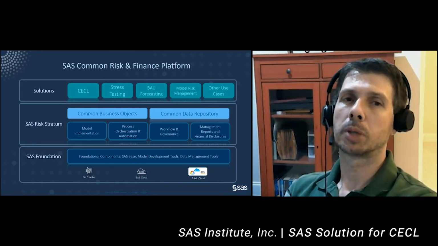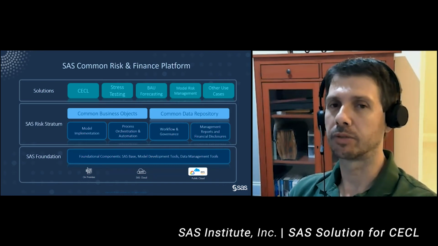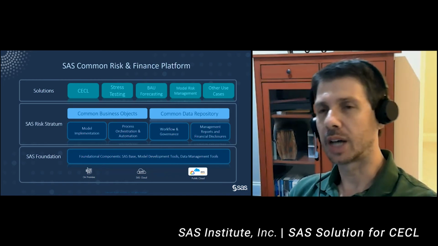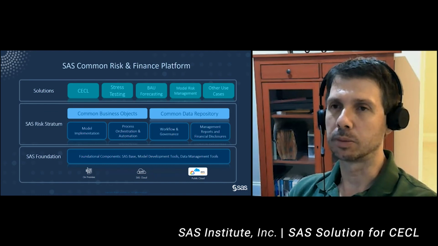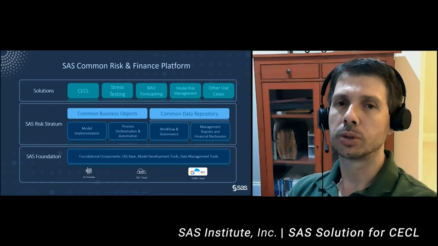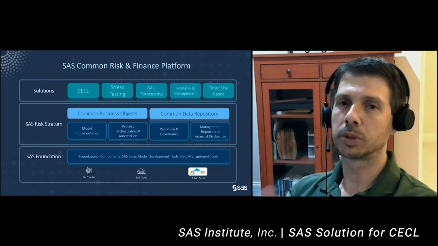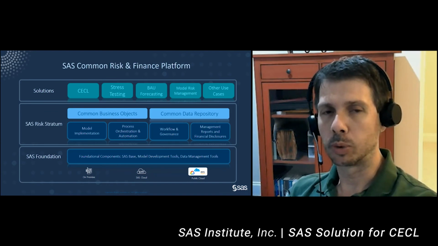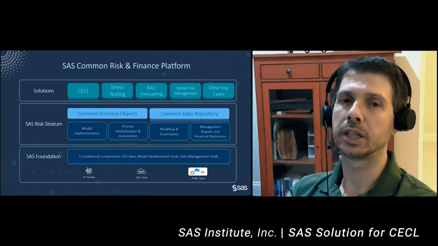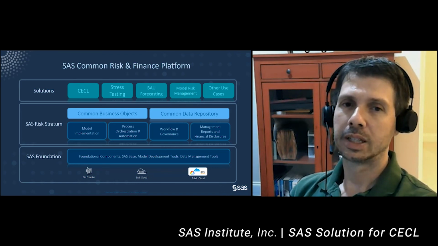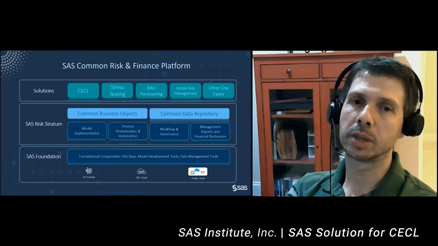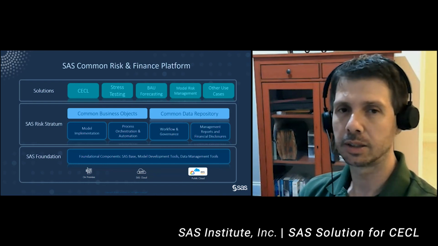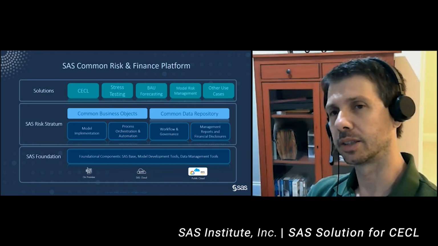The solution is built on top of the SAS Common Risk and Finance platform. This is one of the key differentiators. The solution is highly configurable and customizable, and many credit unions choose SAS for this reason. A reusable set of software components such as the workflow, the model implementation, and the web report components can be tailored and extended to cover different requirements. SAS gives credit unions the ability to address multiple use cases beyond CECL, such as stress testing and business as usual loss forecasting.